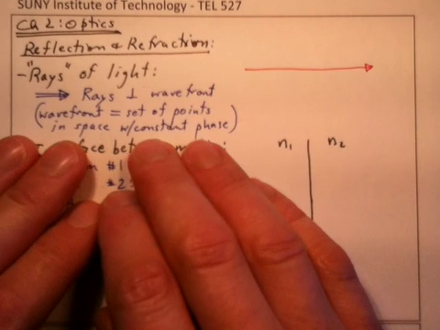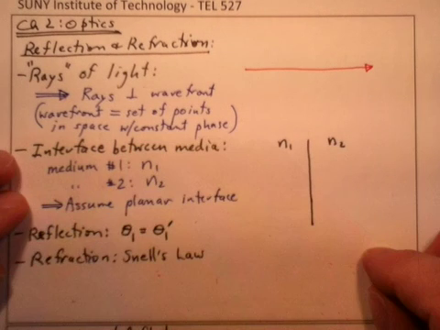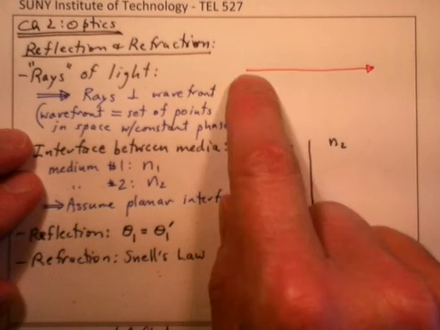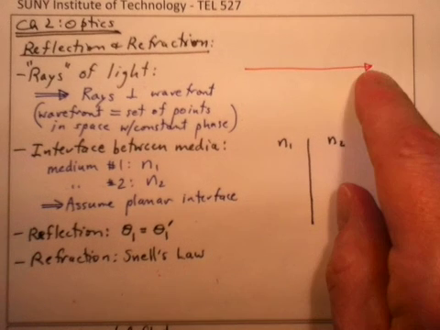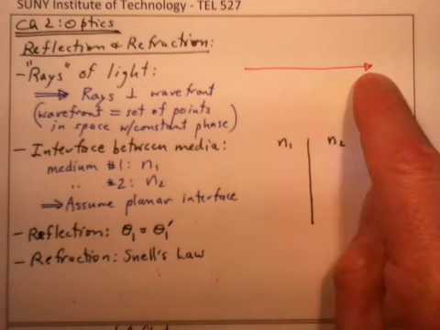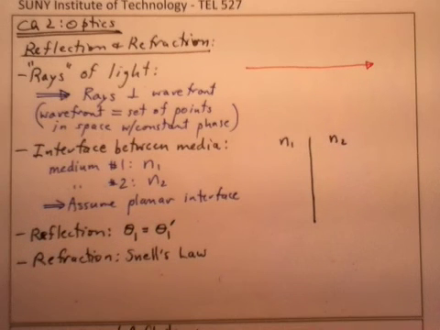You know, perhaps we've used a laser pointer and we would like to draw a picture of the light, the laser beam coming out of that laser pointer, as a ray. We can think of it as a ray here. What does that really mean?